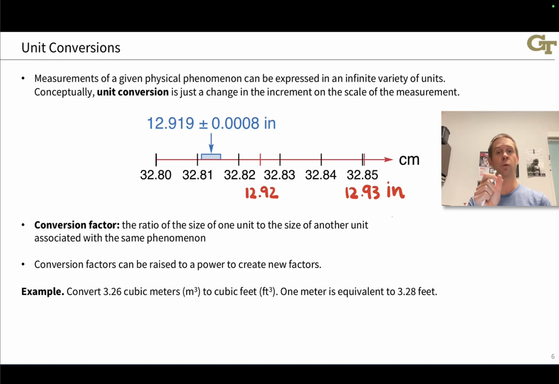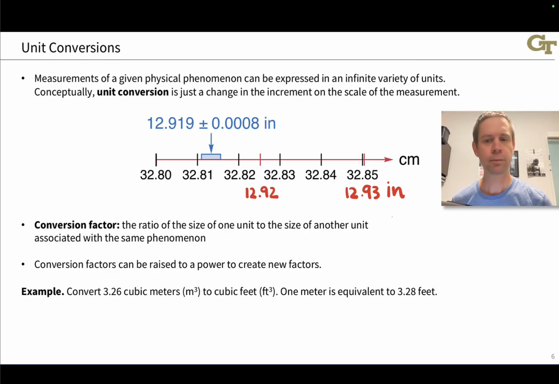And essentially notice what we've done relative to the centimeter increment is we've stretched it out. An inch is about 2.5 centimeters. And so the increment for an inch is about 2.5 times as big as the increment for 1 centimeter. But we can still express this measurement in units of inches. It turns out to be 12.919 inches, plus or minus 0.0008. We can also express the uncertainty in units of inches. And essentially what we did was just stretch out the size of the increment, taking it from 1 centimeter to 1 inch.